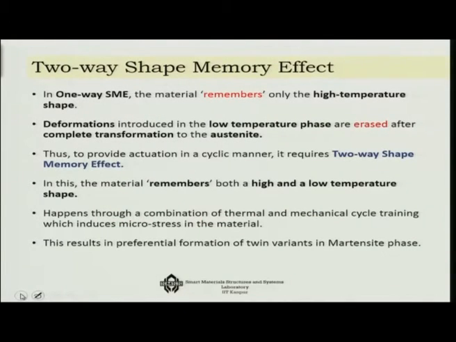Now in the two-way shape memory effect, it remembers both the high temperature shape as well as the low temperature shape, which is generally not erased in this particular case. The secret for this is that you need to have a combination of thermal and mechanical cycle training so that it will induce the micro stresses in the material. Then only at the low temperature phase it will be able to go back to the exact shape that you have trained it to have. So then this would result in a preferential formation of twin variants in the Martensite phase.